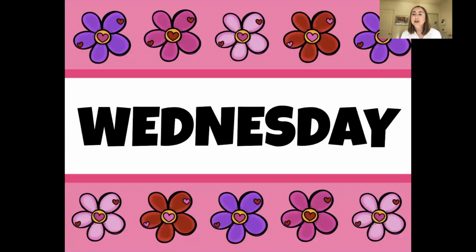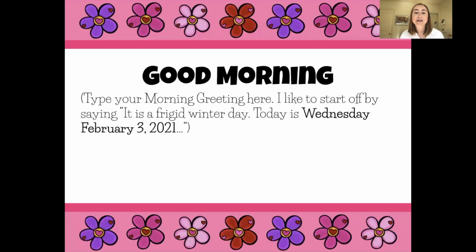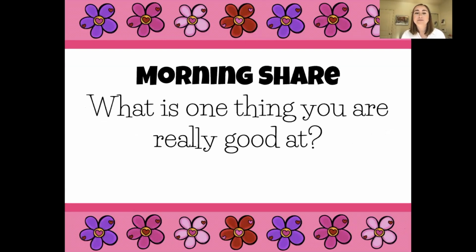All right, now moving on to Wednesday. So on Wednesday, February 3rd, there's no specific holiday here. So this is just a generic activity that you could do with your students during morning meeting on any day in February. So here we have Wednesday. You might start off by saying something like, it is a frigid winter day. Today is Wednesday, February 3rd, 2021.